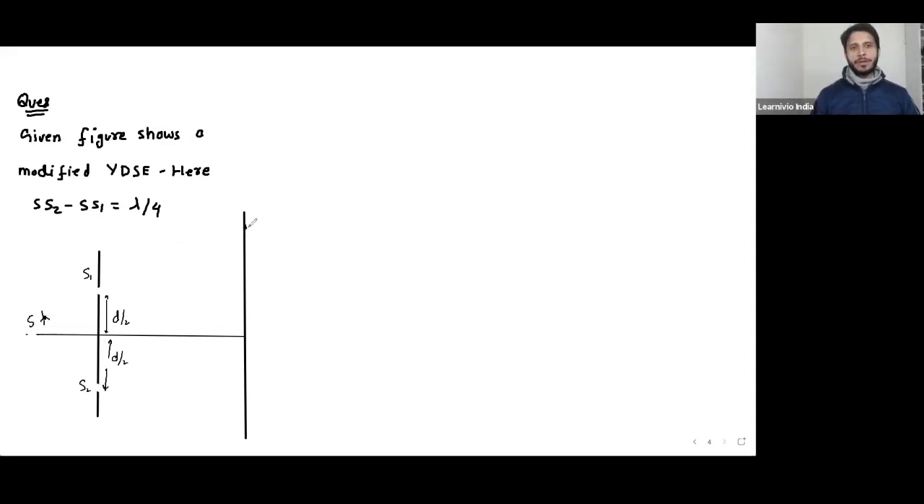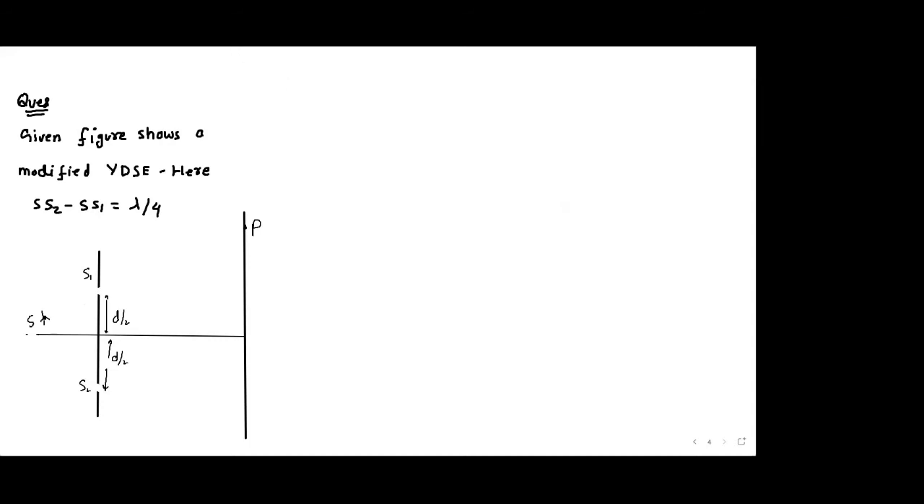Let's say this is a point P. You have to calculate again the condition of bright fringe and dark fringe if the source is not at the perpendicular bisector. If the source is at the perpendicular bisector, then you know that the condition of bright fringe is n lambda D by d. But you have to derive it again, the condition of bright fringe, if the source is not at the perpendicular bisector. So the question is the first part.